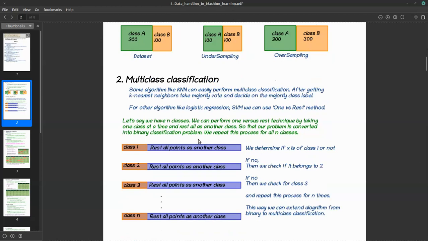What about multi-class classification? KNN can work with multi-class classification, there is no problem. Just take the majority vote of the K neighbors. But let's say you are doing a simple SVM or logistic regression, then what do you do? Then we apply the one versus rest method, OVR. In scikit it's called OVR maybe.